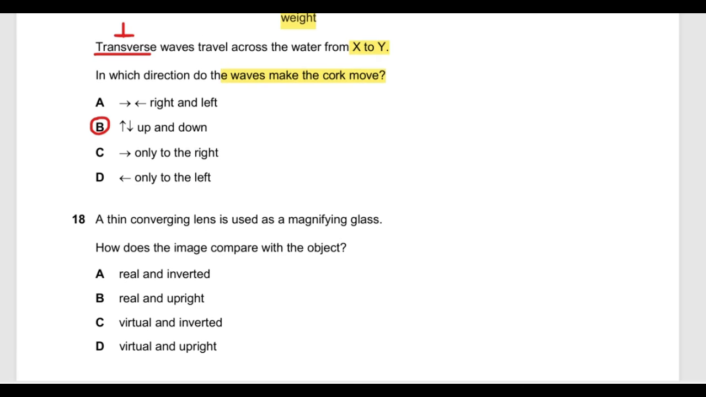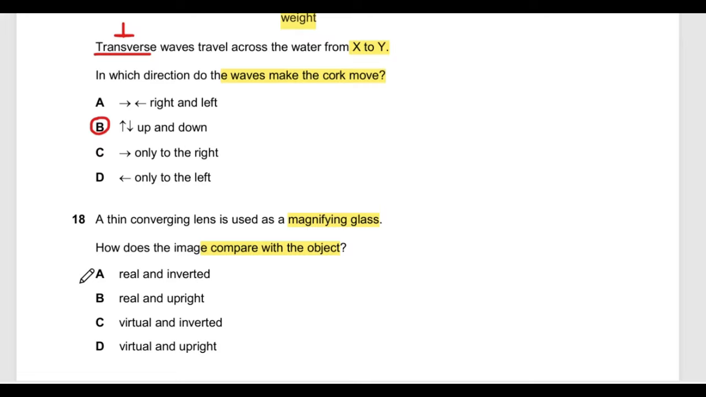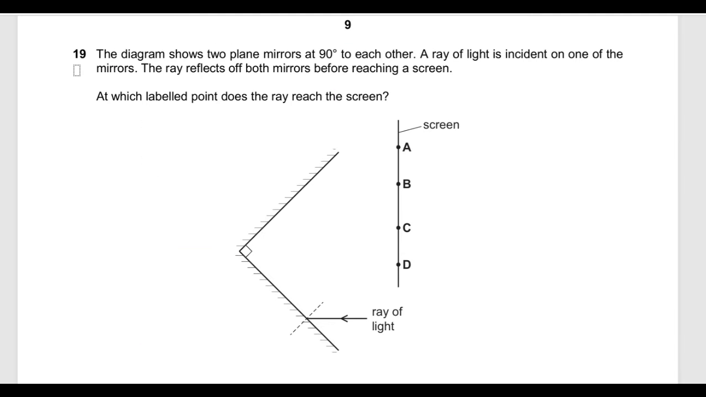Question number 18 says, a thin converging lens is used as a magnifying glass. How does the image compare with the object? If we see image formation by a converging lens, it acts as a magnifier when the object is between the lens and the focal point. In this case, the image produced is a magnified image. And the properties of the image are that it is virtual, it is enlarged, and it is upright. So, option D, the image is virtual and upright.